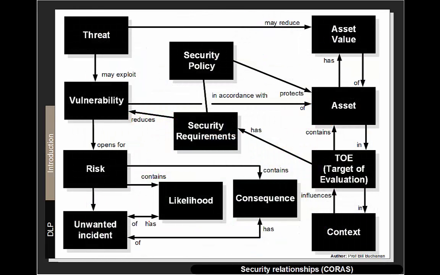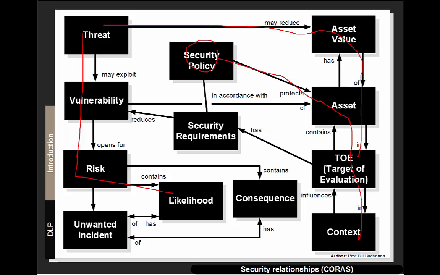Okay, so here's a basic definition of our taxonomy for a security incident. A security policy protects an asset in a target of interest in a certain context. A threat may reduce the asset value of an asset in the target of interest and so on. Or a threat may exploit a vulnerability and opens up for a certain risk, which contains a certain likelihood of an unwanted event, which has a certain consequence. So this is the way that we generally try to articulate a security incident in terms of this standard security relationships. This one is based on CORAS, which was a European project.